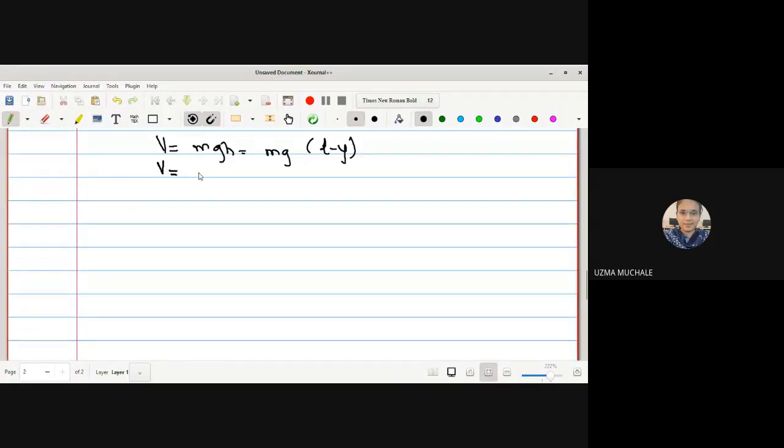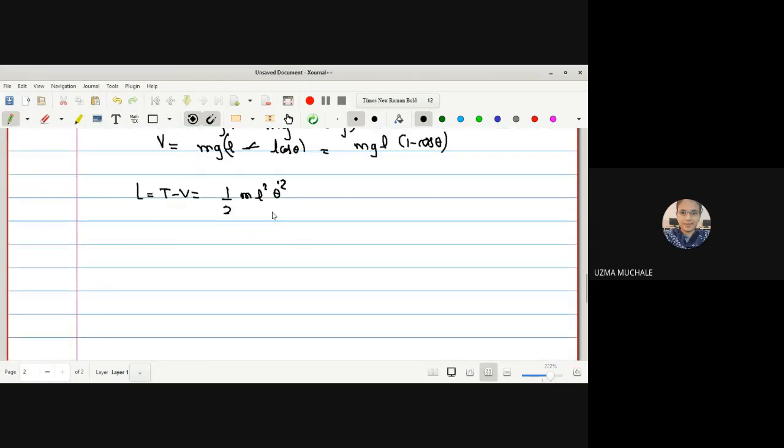That we can write as V is equal to mg (L minus the value of y), and y is L cos theta, and hence we can write mgL (1 minus cos theta). So the Lagrangian L is equal to T minus V. The value of T is 1 upon 2 m L square theta dot square, and minus mgL (1 minus cos theta).